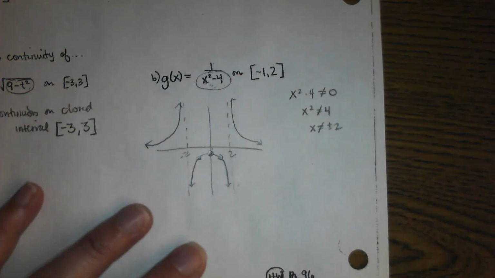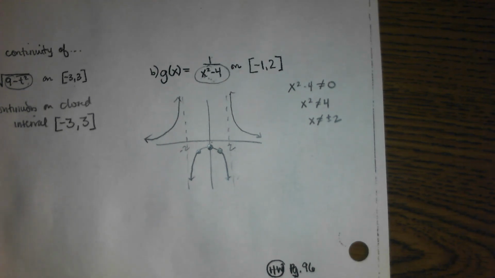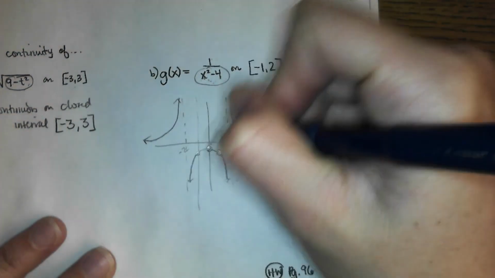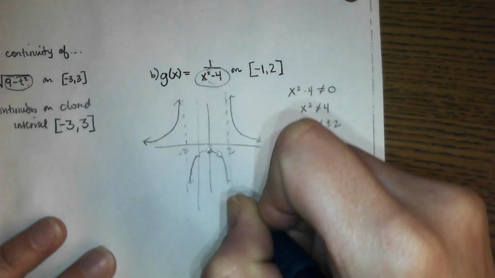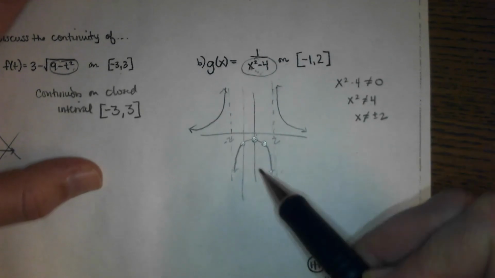You might also notice this is an even function, so it should be symmetrical to the y-axis. You might also think about horizontal asymptotes. Small over big means there's a horizontal asymptote at 0. So is this thing continuous from negative 1, which is here, all the way to 2? So let's go here. Is it continuous between negative 1 and 2?